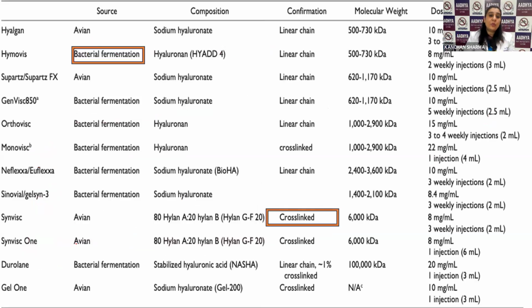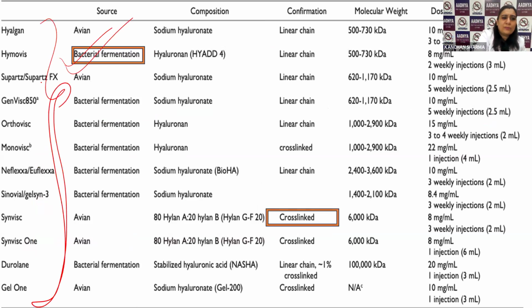Now, whenever you want to go for a hyaluronic acid, just remember this chart. This is very, very important, right? For this hyaluronic acid, there are so many brands. Whatever you want to use, you please use. There is no objection in that. Just look for only 3 things. One, what is the source of preparation? Whether it is from a bird source or from bacteria. Because from a bird source, you are going to get more allergic reactions. But if it is from a bacterial fermented source, the chances of allergy are going to be less.